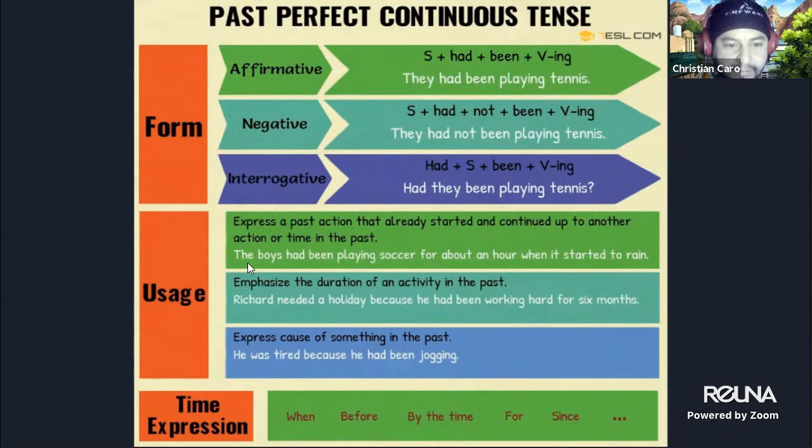For example, the boys had been playing soccer for about an hour when it started to rain. So the emphasis here is in the duration of the process, in the sense that en general, siempre con el past perfect continuous, siempre el enfoque está en el proceso. Y we describe actually how long was the process, for about an hour. So they were doing something for an hour and then something else happened, right? And we got two normally in combination with the simple past, okay? Siempre se combina past perfect continuous plus simple past.